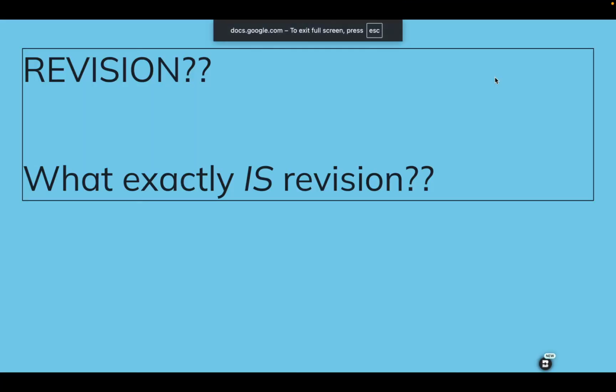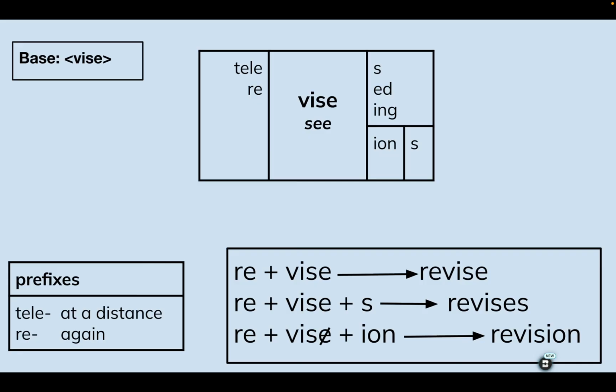So today we're talking about revision and what exactly is revision. So we've been looking at how words work, and the base controls the meaning of the word, right? And the spelling. So the base of revise, V-I-S-E, means to see. So R-E plus V-I-S-E is rewritten as R-E-V-I-S-E, which means to see again, because R-E means again.